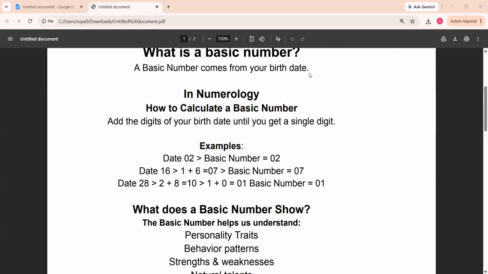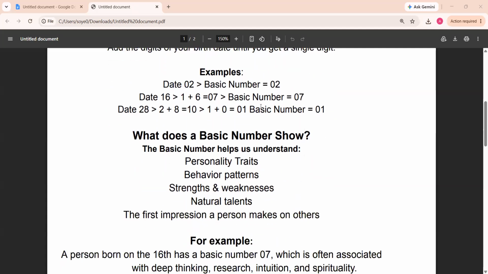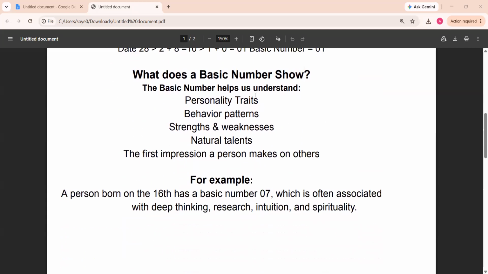What does the basic number show? The basic number helps us understand personality traits, behavior patterns, strengths and weaknesses, natural talents, and the first impression a person makes on others.